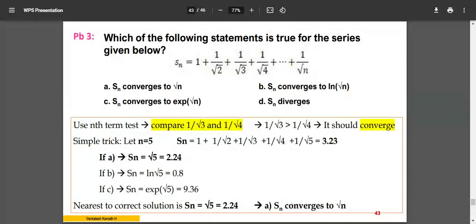Now you have 4 options there. The value of the sum Sn is required in all 4 options. Remember, it is for the infinite series. N is infinite, a very large number. So as you go further down, the value will be different. It may not be the same. So what do we do? Sn we have to calculate. They have given Sn converges to root n, Sn converges to exponential root n, ln root n, all those values they have given.